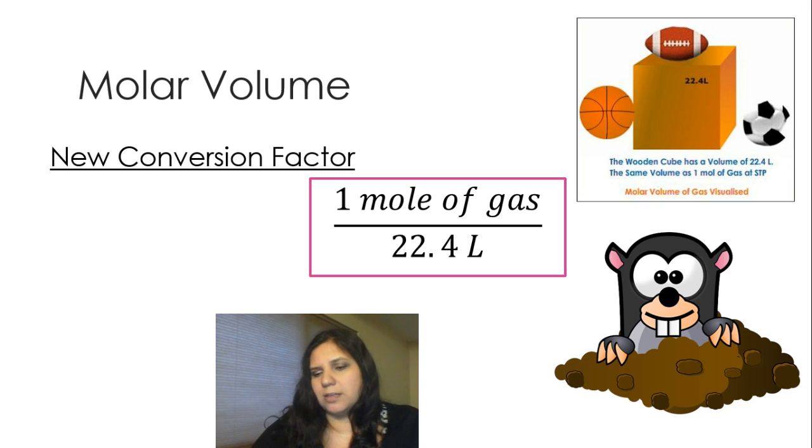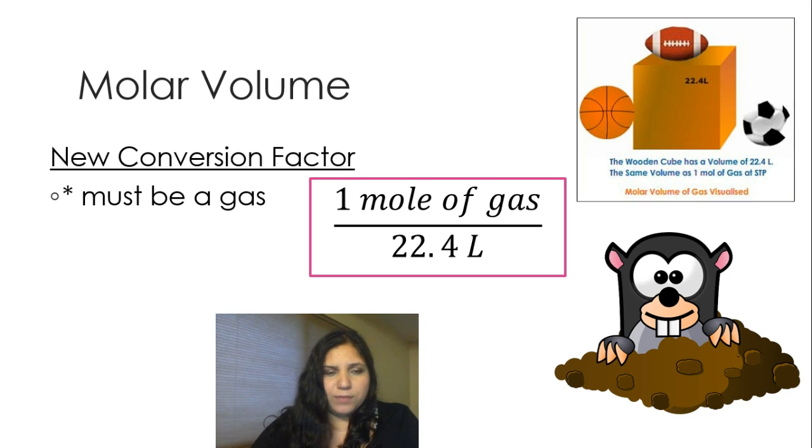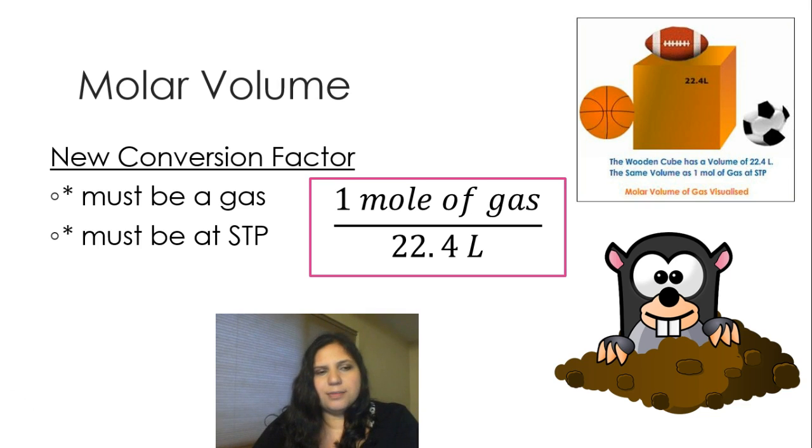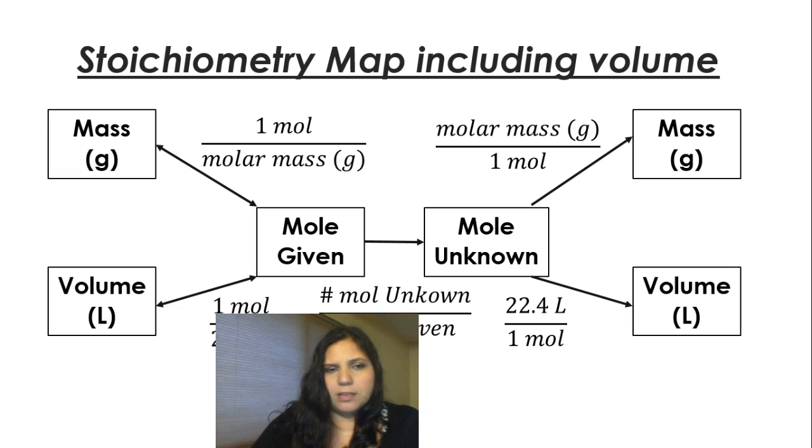There are 2 conditions though. One, which is very important, it has to be a gas. Don't ever try to find out the volume of a solid. It won't work this way. Second, it has to be at STP. As soon as it's not at STP, you do have to use PV equals nRT to find out that information.